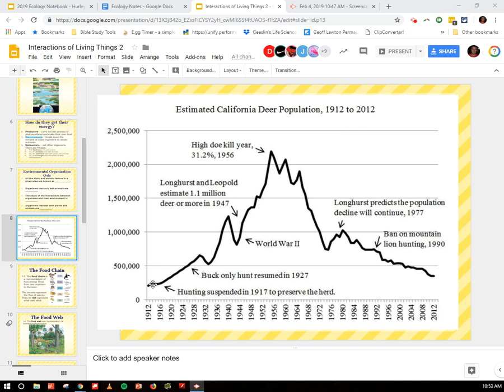And if you'll notice, the population starts going up. Deer hunting is suspended in California. So when you remove the predator for deer, what's the population going to do? It almost doubles. And then they start hunting bucks right here. So maybe that's why it took a turn down. The population went down for whatever reason it did, and then it went back up.